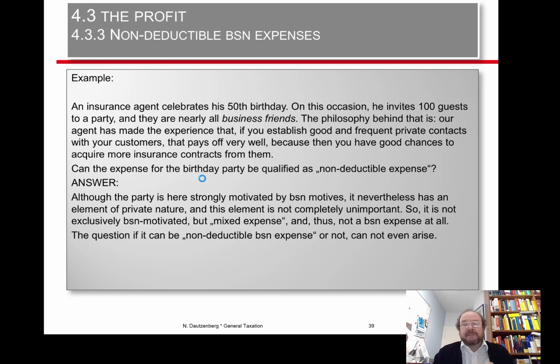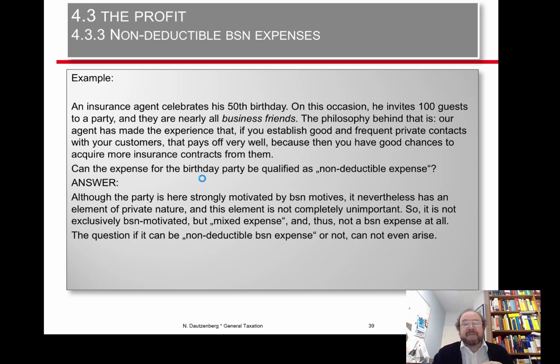So the question is, is the party perhaps a non-deductible business expense? And the answer is, let's first test if it is a business expense caused by business motives. Yes, he wants to use the occasion to improve the customer relationships. Second, is there also a private, so consumer-related, advantage in that?